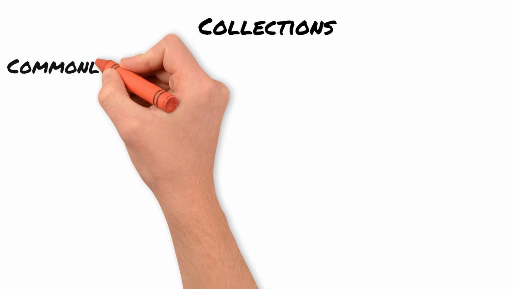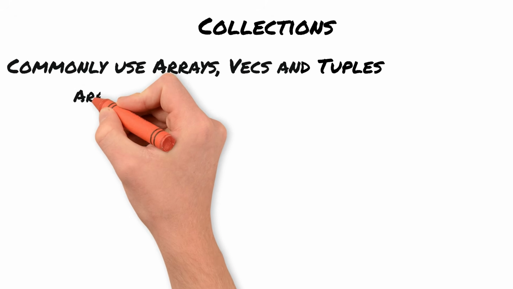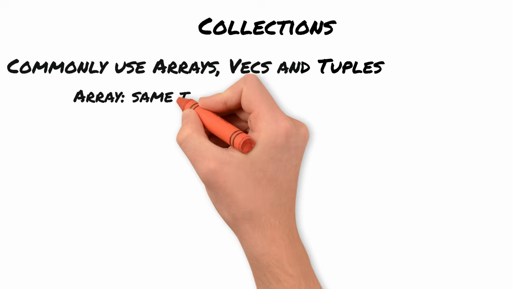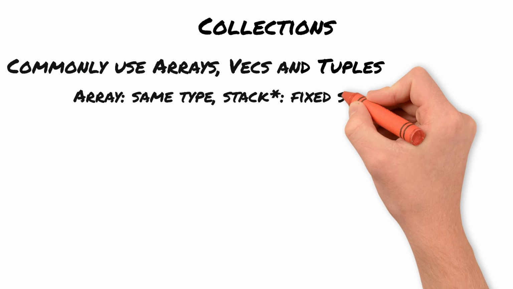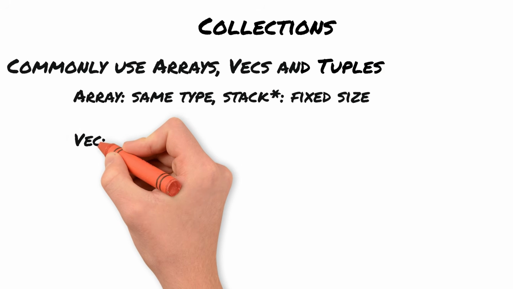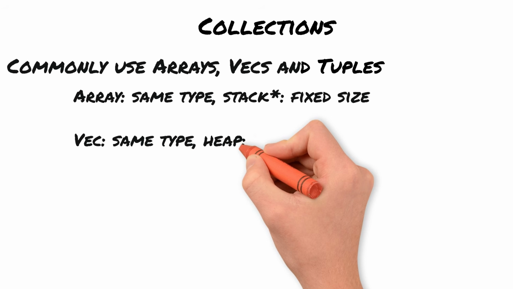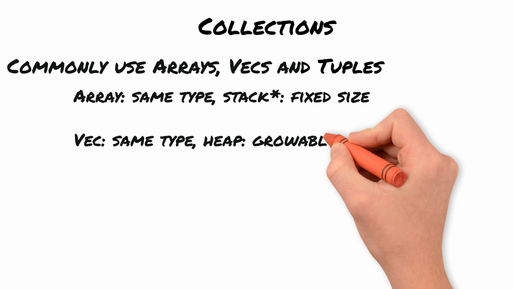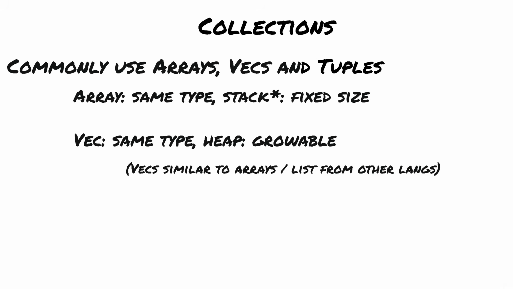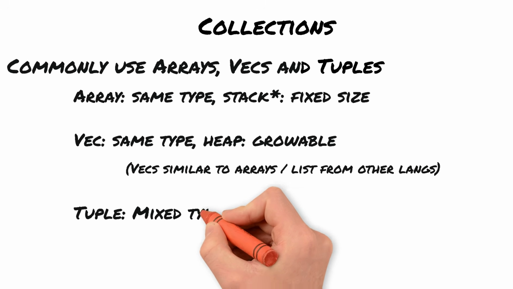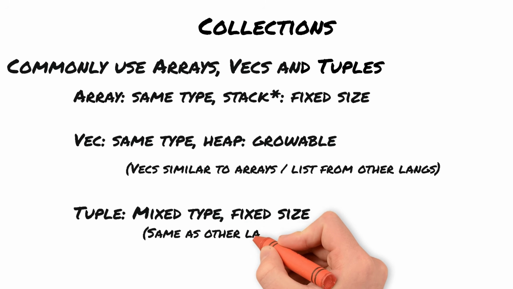For commonly used collections, we have arrays, vecs, and tuples. Arrays being a fixed size collection of the same type and stack allocated, so the size must be known at compile time. Then we have vecs, which are growable collections of the same type and heap allocated, so they can be dynamically sized. Vecs are similar to array or list in other languages. Then there's tuples, fixed size, but can be mixed types, so they're similar to other languages.